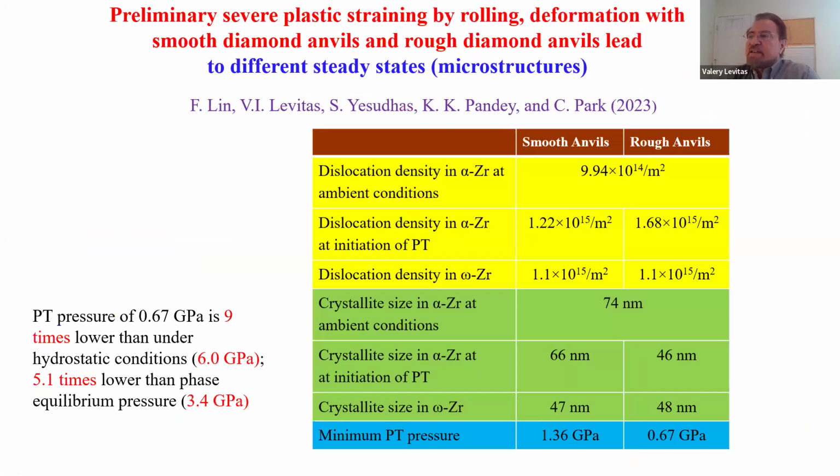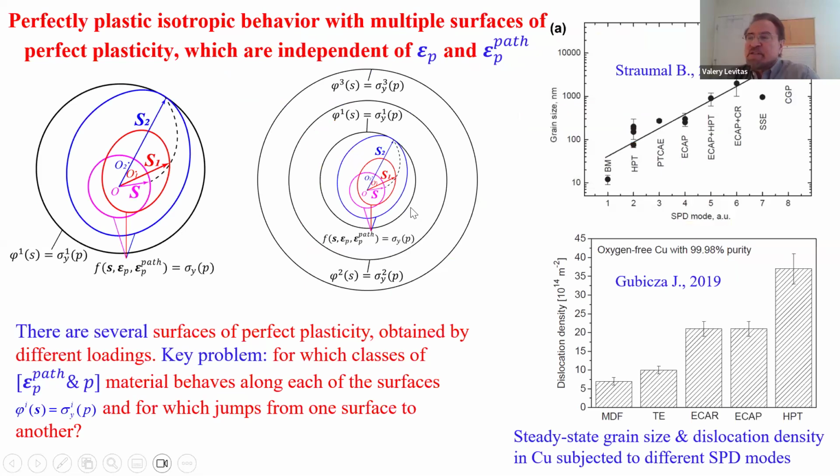Okay, now we have 3 steady states. After rolling, this is dislocation density, crystallite size, and with rough diamonds, dislocation density is larger, crystallite size is smaller than with smooth diamond, which leads to a reduction in transformation pressure by a factor of 2, which is good. But the bad point is, okay, we have 3 different steady numbers, and we claim that each of them is independent of plastic strain and strain path. But this is contradictory. If they are independent, it should be one number for all cases, but we have 3 numbers. And the same for yield surface. We have 3 different yield strengths.